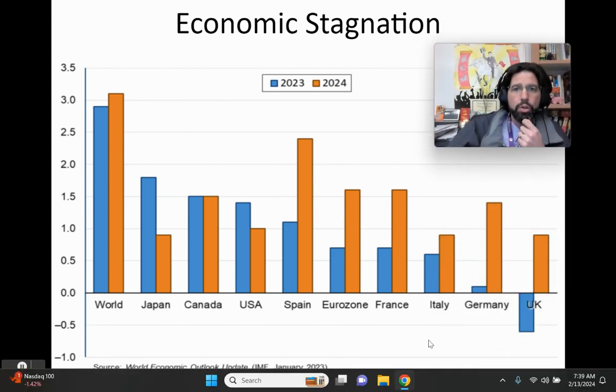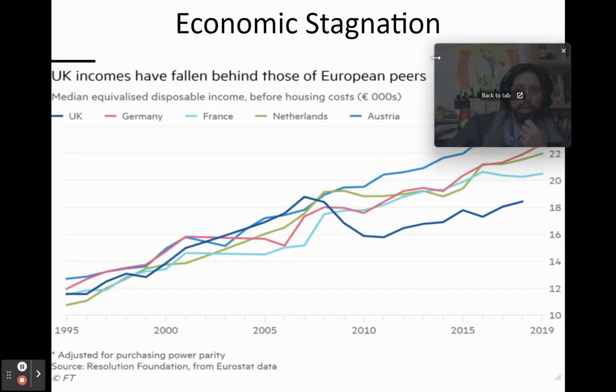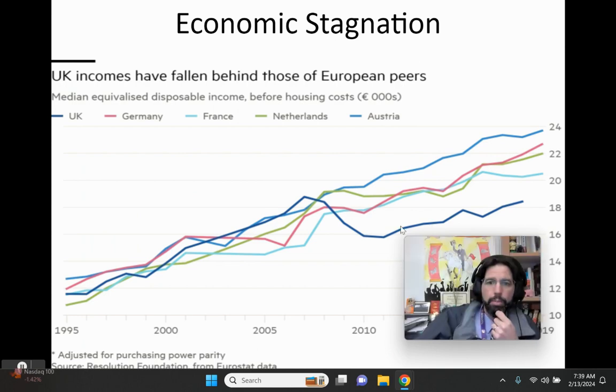Almost every other country in the modern developed world has seen their overall GDP go up with one exception, and that is the UK. This is 2023 and 2024 anticipated. And a lot of people are wondering, what is going on in the UK? Why is it that they cannot get their GDP up? Because even when you're looking at incomes, this is the UK right here, this dark blue line. Everybody dropped during the Great Recession, but the UK just hasn't seemed to be able to climb its way out of it, like Germany or France or Austria.